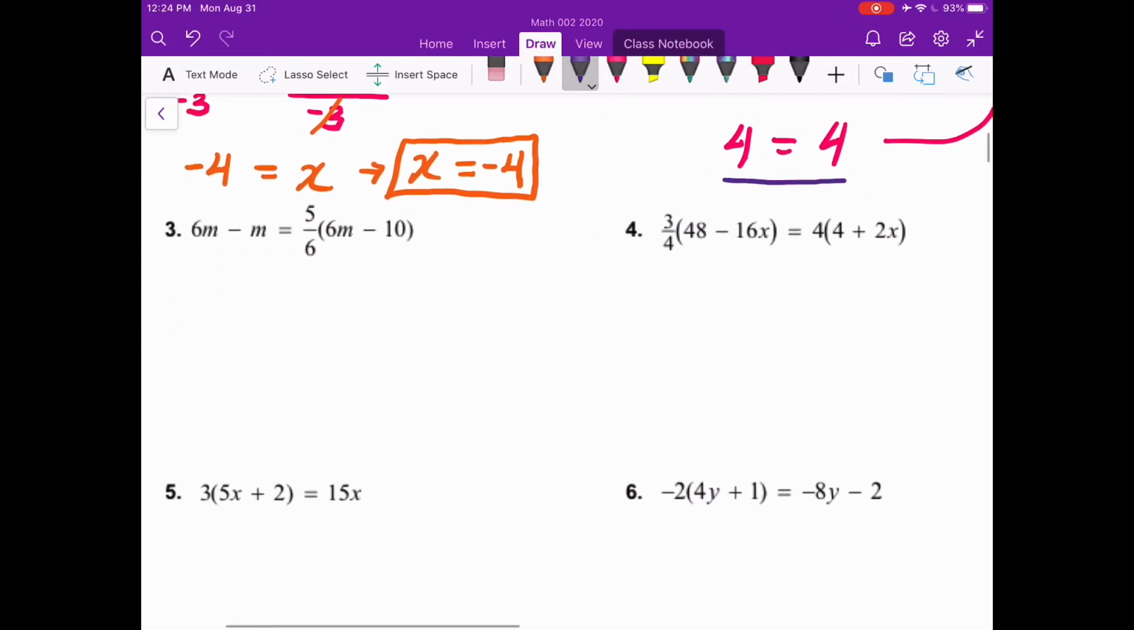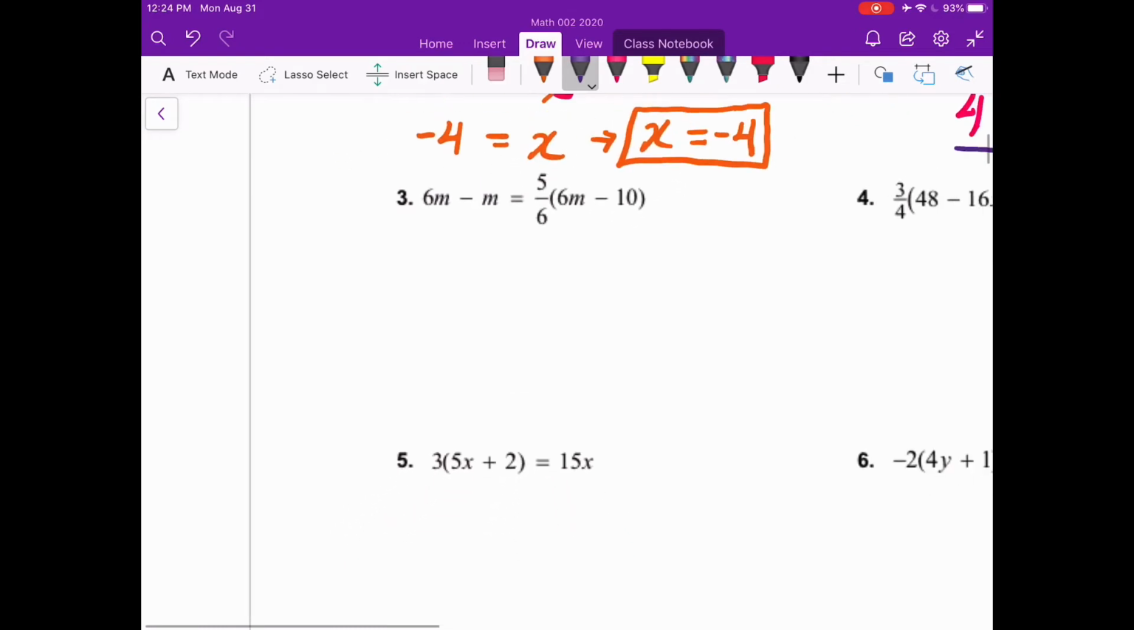Okay, let's go to one with fractions. So I'm just going to help you guys remember that we can clear fractions. In this case, actually, if you distributed the 5/6 to the 6m and to the 10, the fraction would clear automatically. But if you just don't want to deal with it from the start, then you can get rid of it by multiplying by the least common multiple of the denominators you see. There's only one in this case.